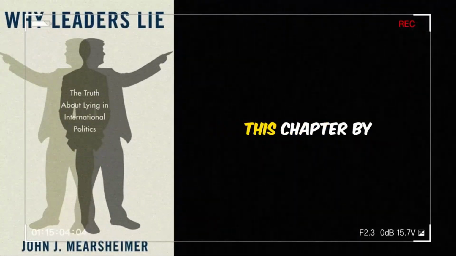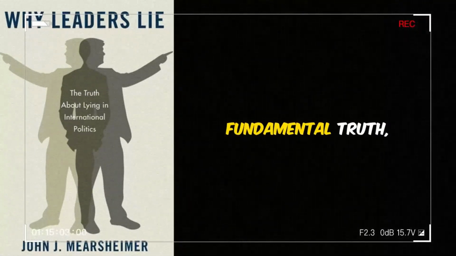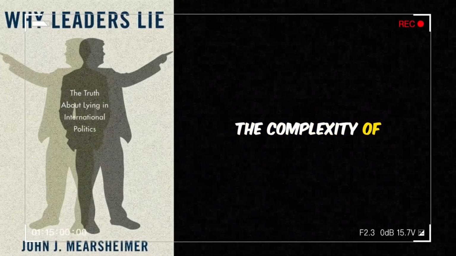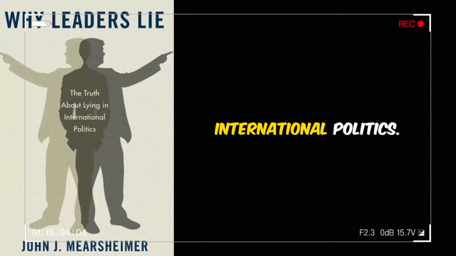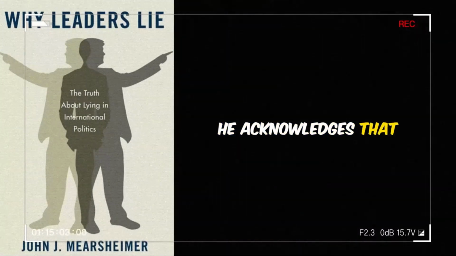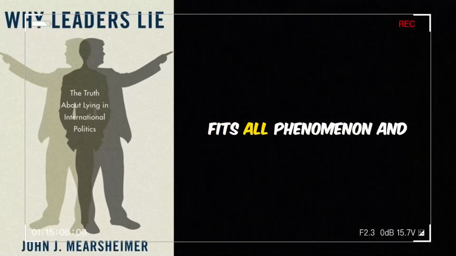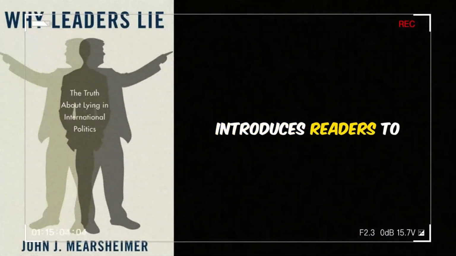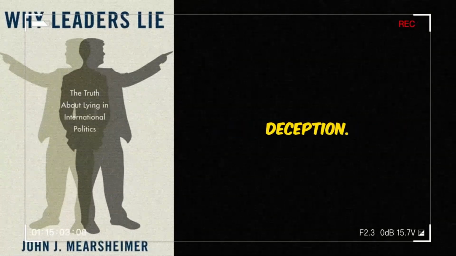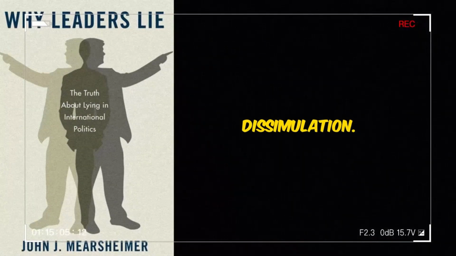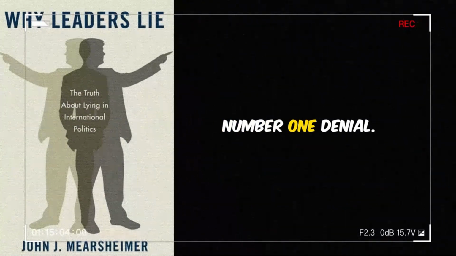Mearsheimer commences this chapter by recognizing a fundamental truth, a truth that underscores the complexity of deception in international politics. He acknowledges that lying is not a one-size-fits-all phenomenon and introduces readers to three distinct forms of deception: denial, deception, and dissimulation. Number 1. Denial.